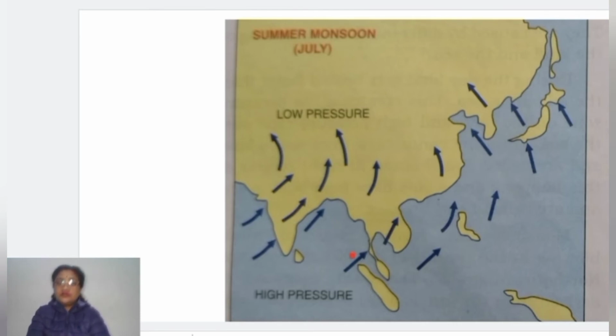Suppose we are talking of the sea breeze. During daytime the sea breeze blows. Here, instead of day, you can take the summer season. So during the summer season the winds blow from sea towards land.